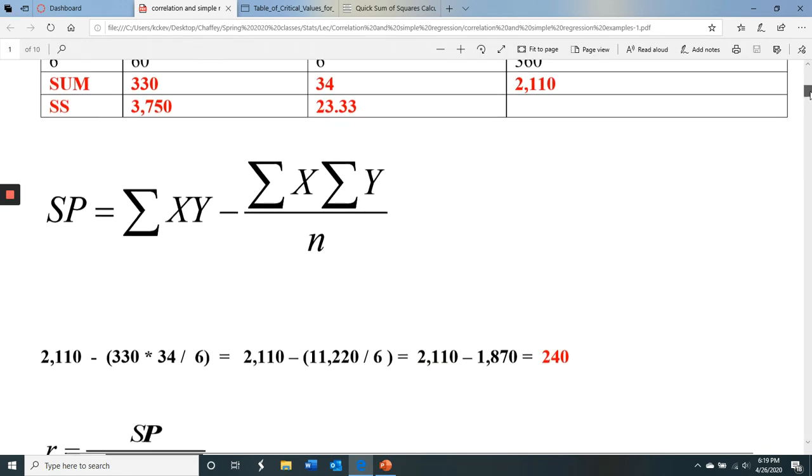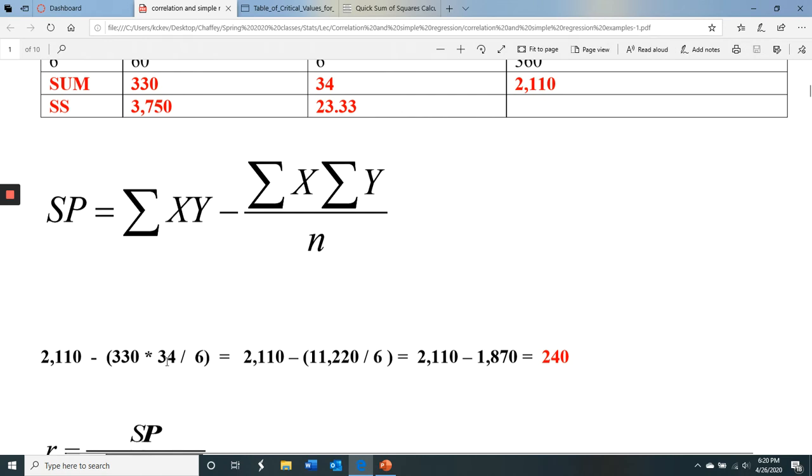It's really easy. The sum of XY, the sum of this column, 2,110. 2,110 comes first. Then we take the sum of X, which is 330, right here, times the sum of Y, 34. 330 times 34, and then we have to divide that by 6. We had 6 people. Now we just solve it.